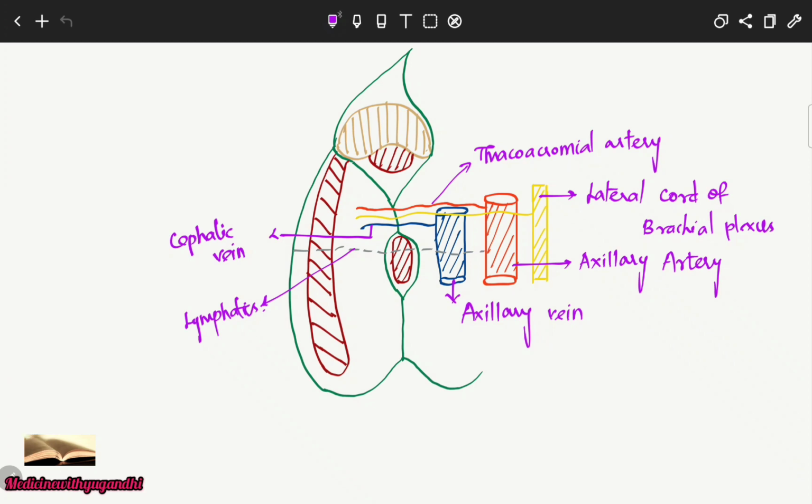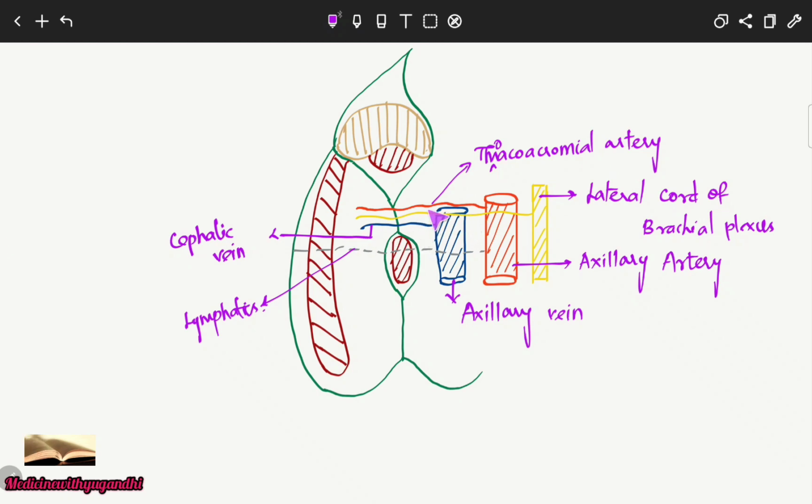Coming to the structures piercing the clavipectoral fascia. What you are seeing here is the axillary artery. Axillary artery is the continuation of the subclavian artery. Hope you might all know that. One of the branches of the axillary artery, which is the thoracoacromial artery, pierces the clavipectoral fascia. Then the cephalic vein, which drains ultimately into the axillary vein, also pierces the clavipectoral fascia.